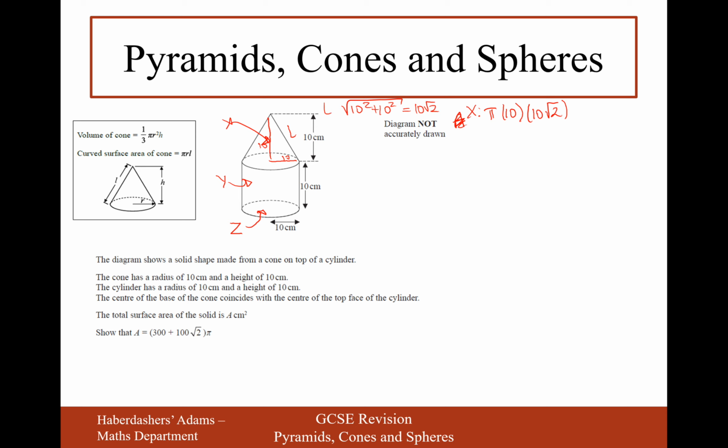So that's the value for L. So my curved surface area is pi times R times L. So that's my calculation here, and I'll simplify that to 100 root 2 times pi. So that's the curved surface area. So moving on to the next part, which is Y.